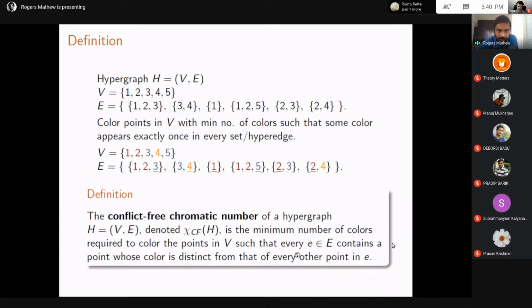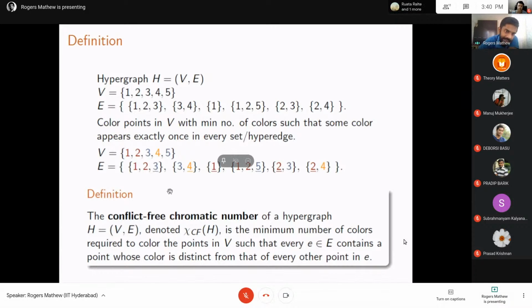So what is our objective? We want to minimize the number of colors used, so that every hyperedge, or every set in this family, has some color appearing exactly once in it.